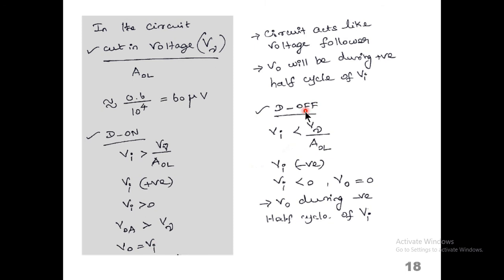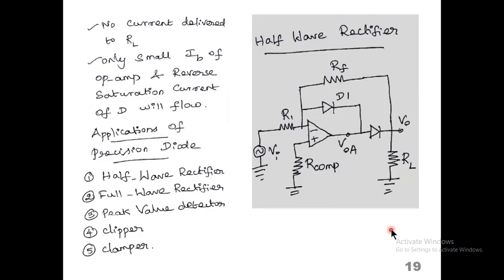If the diode is in the off condition, it is the reverse process. The input voltage is less than the cut-in voltage divided by the open loop gain. At that time the output will be 0. The applications of the precision diode are half-wave rectifier, full-wave rectifier, peak value detector, clipper and clamper.